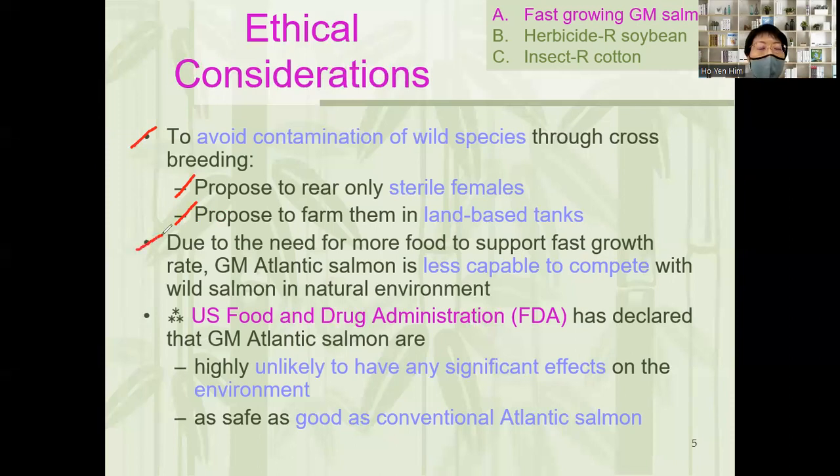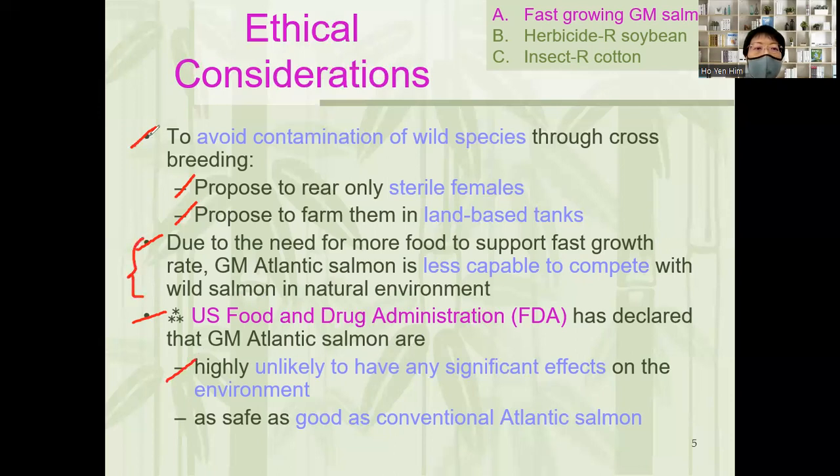So GM Atlantic salmon is less capable to compete with wild salmon in the natural environment. Even if they escape, because they need a lot of food, they cannot get enough food, they will die. So they cannot compete with wild salmon. So even if they escape, there's not a problem. US Food and Drug Administration, FDA, has declared that GM Atlantic salmon are highly unlikely to have any significant effects on the environment.